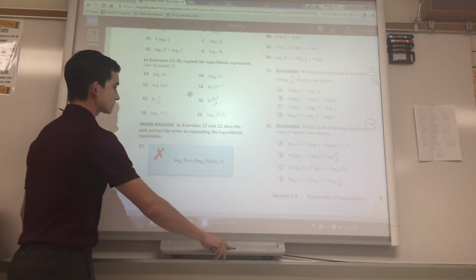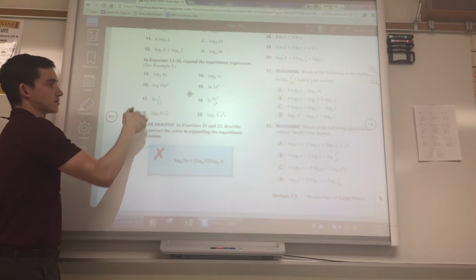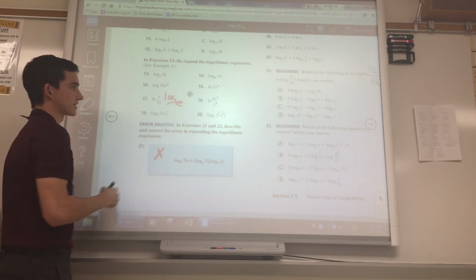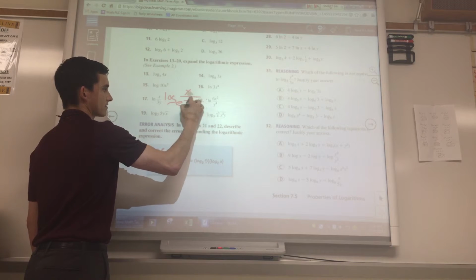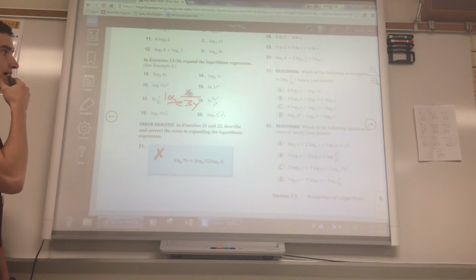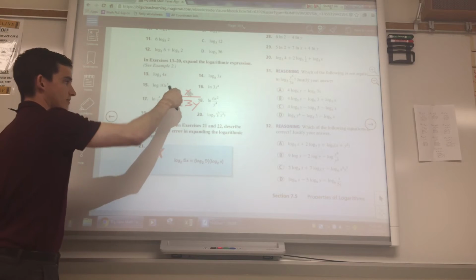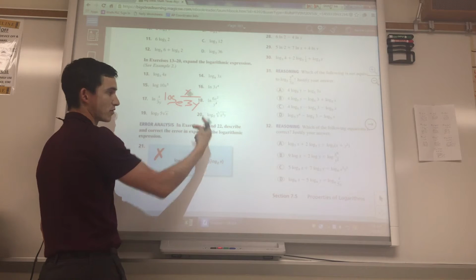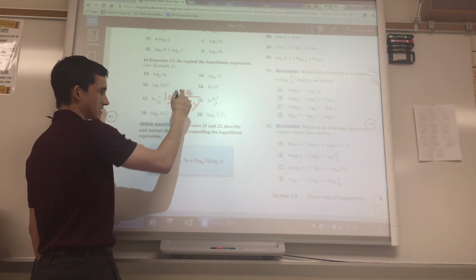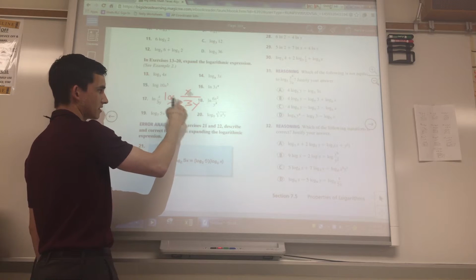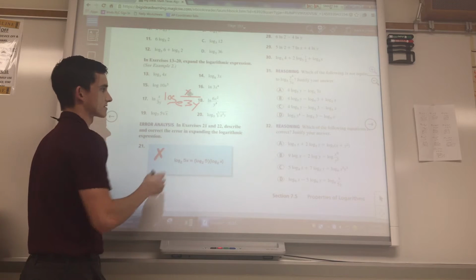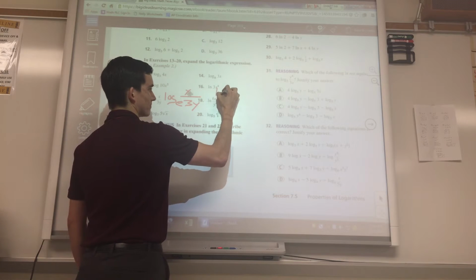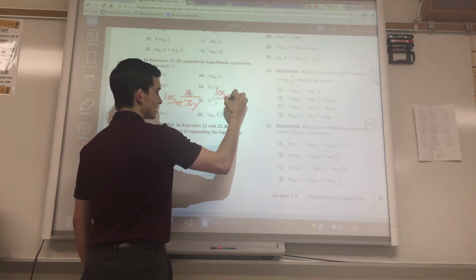Number 17, it says natural log. So remember, natural log is just log base e. That's what natural log is, of x divided by 3y. Okay, so I have x and I'm dividing by 3 and I'm dividing by y. So remember, when you divide exponents, remember log base e of x is an exponent, log base e of 1 over 3, log base e of 1 over y, those are all exponents. So when you divide by an exponent, you're subtracting the exponent. So you have pretty much log base e of x.